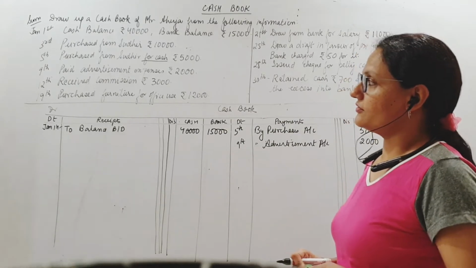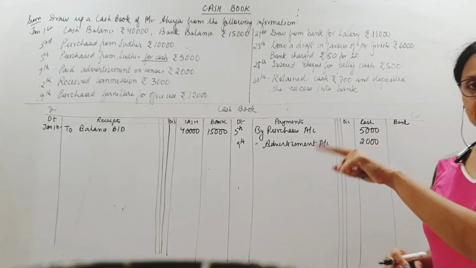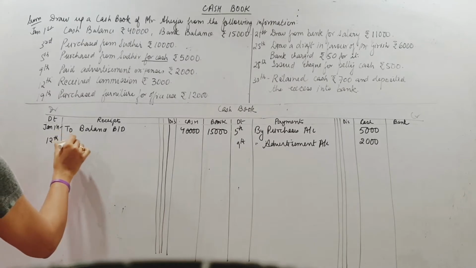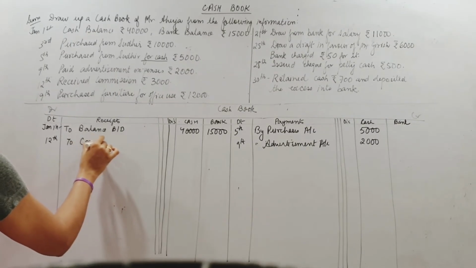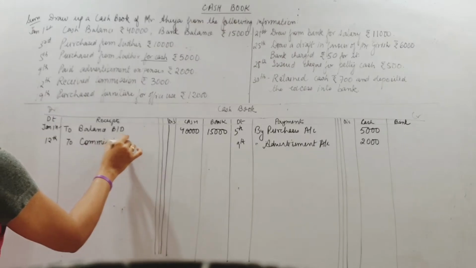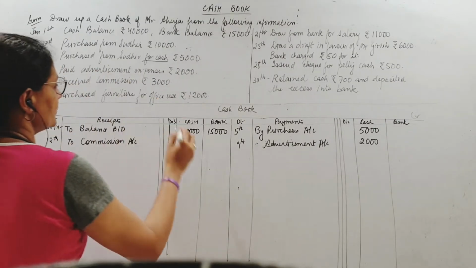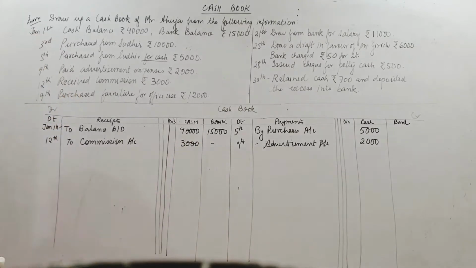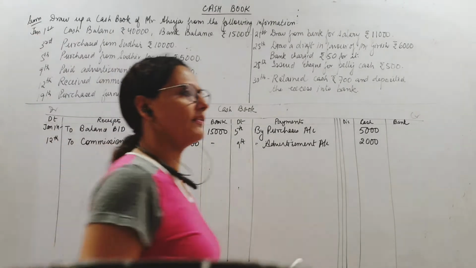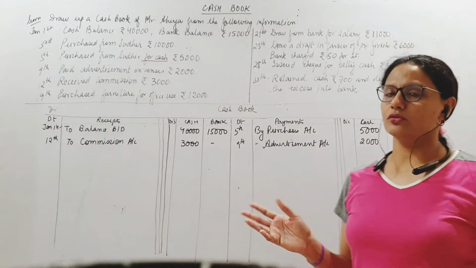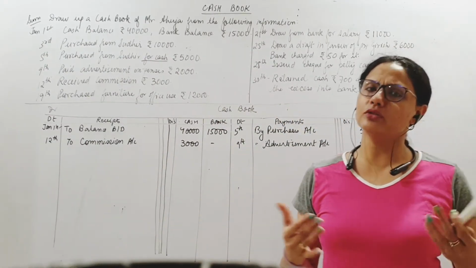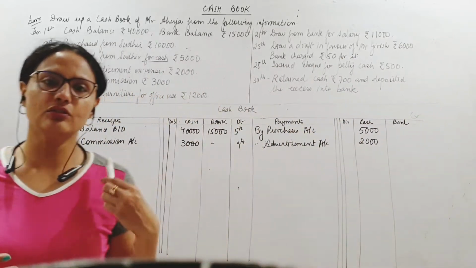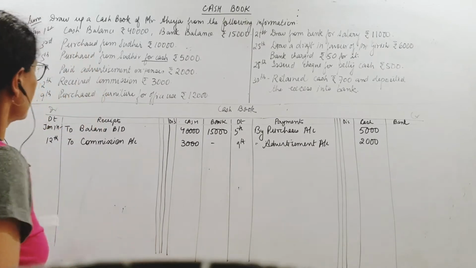12th, received commission. Received, that's the receipt side. So I'll go there. And it is on 12th that I'm receiving. So I am putting it here. And what am I receiving? Commission. 3,000. Of course, nothing is mentioned, cash or bank. So whenever nothing is mentioned, children, where the money is going from, you don't have any information about cash or bank, you assume it's cash. It's only when you're given a check that you bring the bank account into picture.